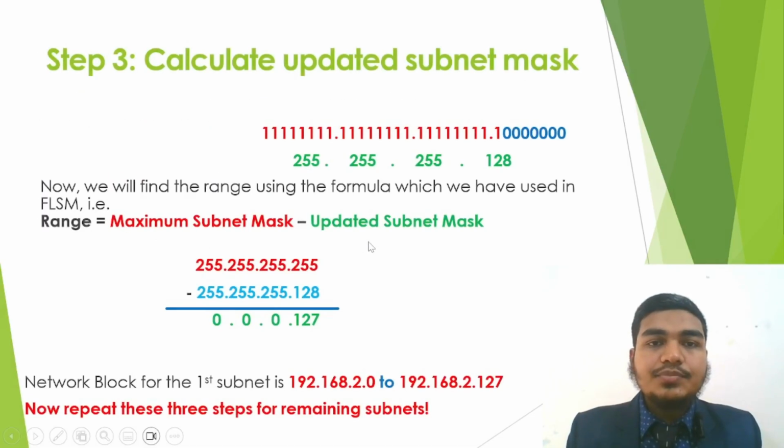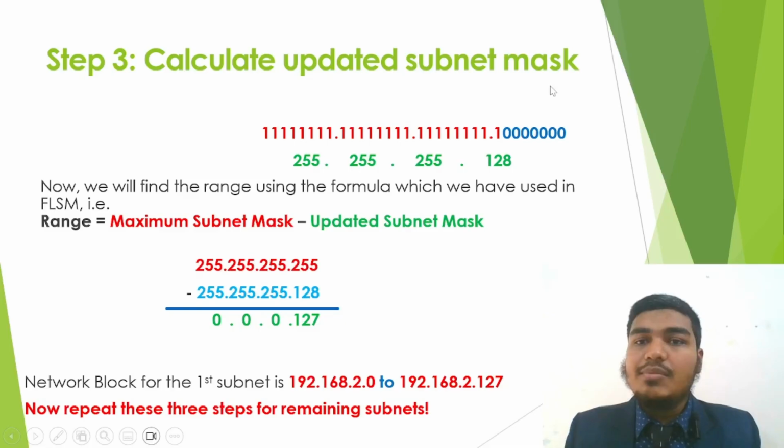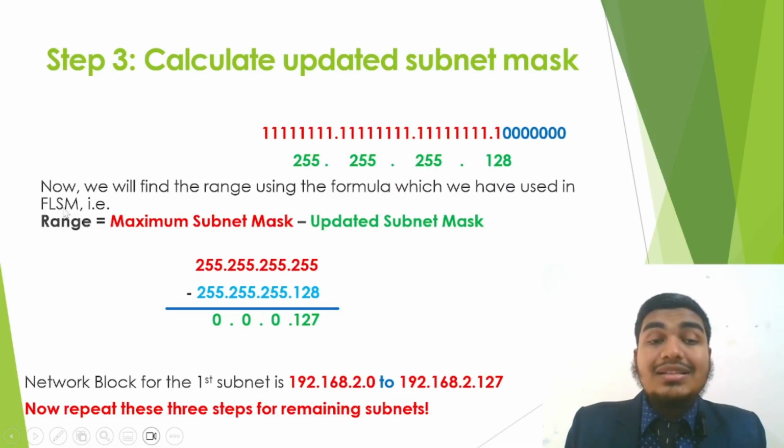In step 3, we will calculate the updated subnet mask. And how do we calculate the subnet mask? We just need to put 1 for each network bit and 0 for each host bit. And then if we convert the binary numbers to decimal, we get our subnet mask as 255.255.255.128. After that, we will calculate the range of our hosts.